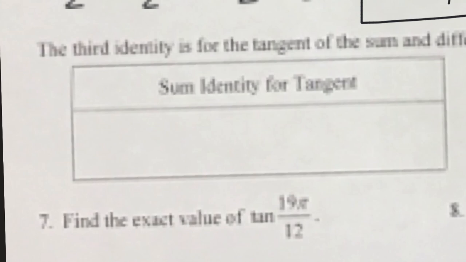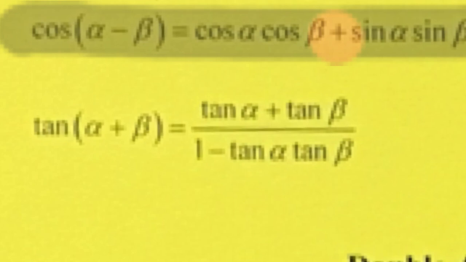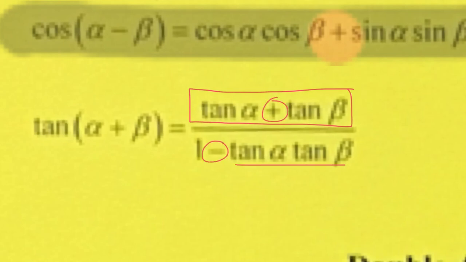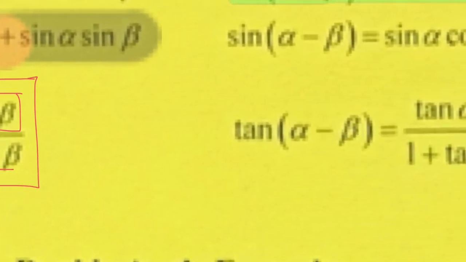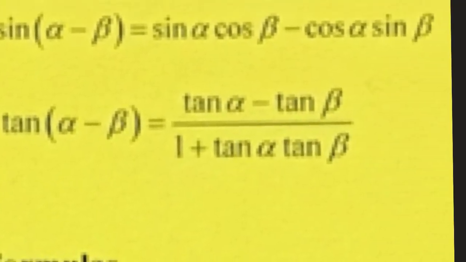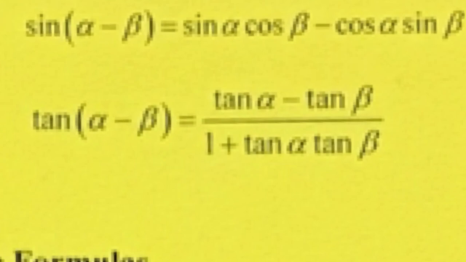The sum identity for tangent has 2 parts to it. It has a numerator part where we add together the 2 tan values, and it has a denominator part where we subtract the product from 1. This is your tan formula for addition. And for subtraction, it's very similar, only the minus and the plus change places. This is what we're going to use when we're doing our tangent problems.